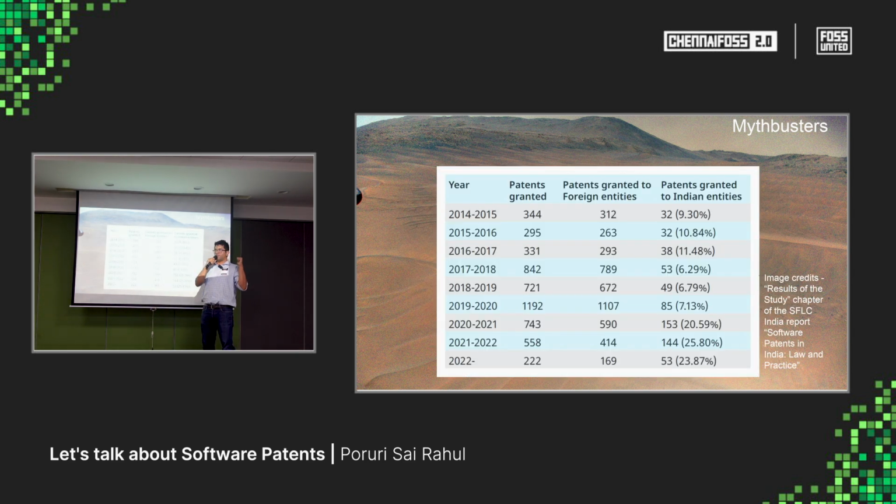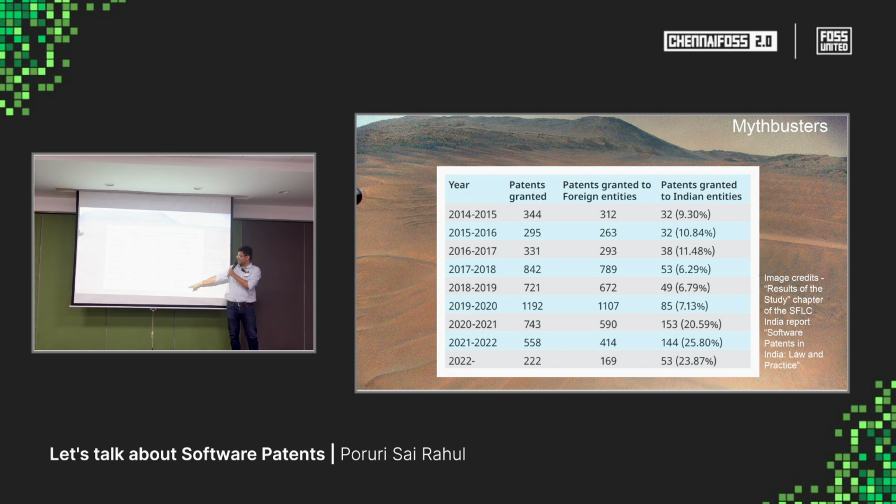Again, we were talking about the number of patents which were granted to MNCs versus Indian startups. This is the actual number. And again, the best case scenario is 2022, where roughly 74% were given to MNCs. All the way back in 2014, almost 90% were granted to MNCs. That is what the numbers look like.